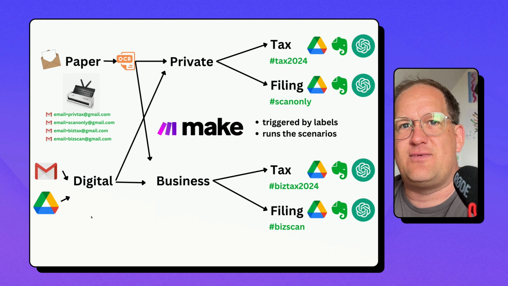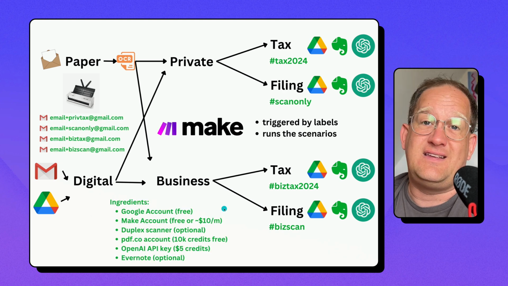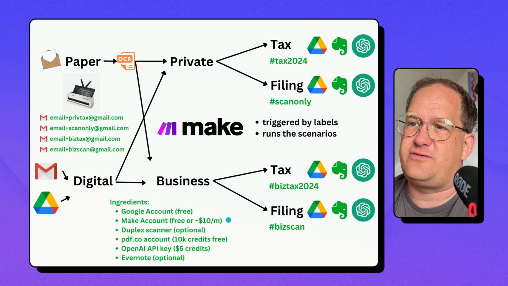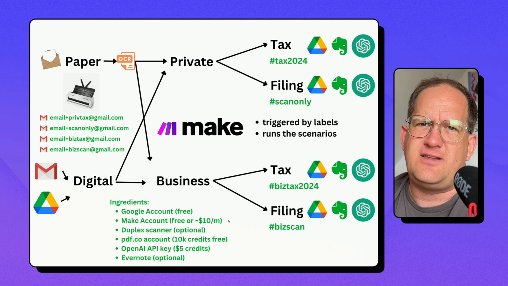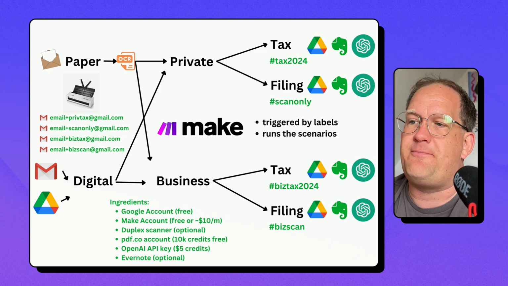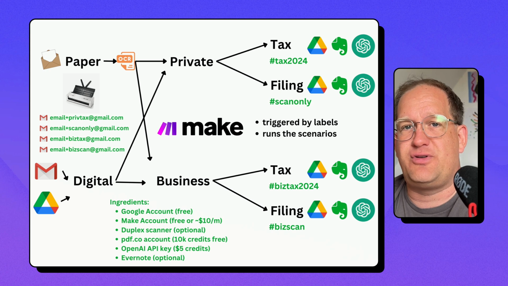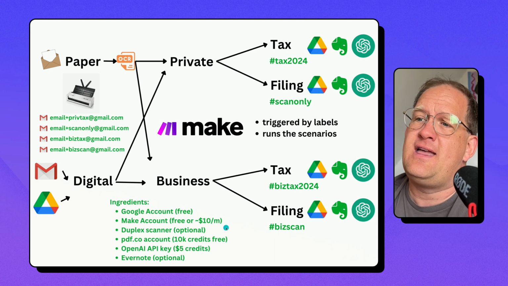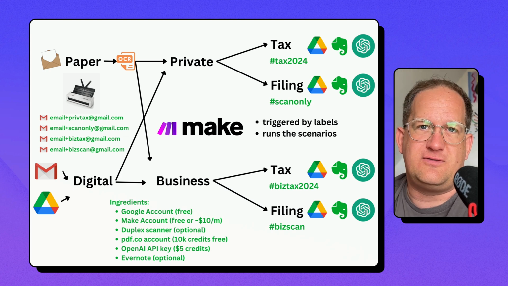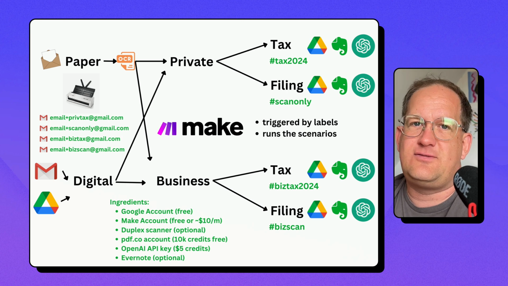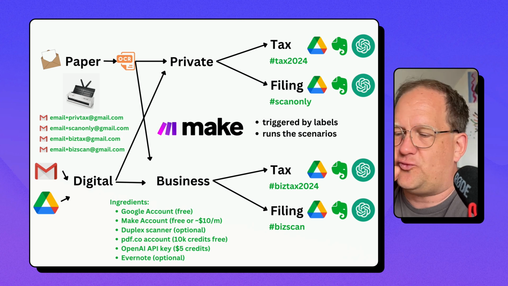So I will set these labels manually. And these are the ingredients that you need: a Google account, which is free, a Make account, which you can use the free one for quite some time. If you sign up for Make, I'd appreciate it if you use the link in my bio. Duplex scanner is of course optional. You can use a flatbed scanner as well, but this duplex thing is just, chef's kiss.